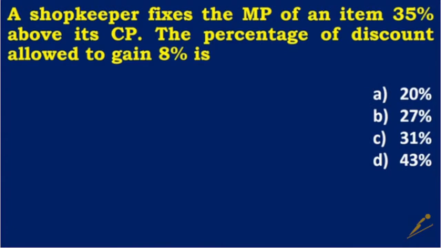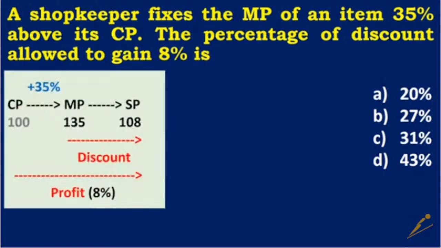A shopkeeper fixes the marked price of an item 35% above its cost price. The percentage of discount allowed to gain 8% is, let's assume the cost price of the item is rupees 100. An item is marked at 35% above the cost price, which means the marked price will be 135 rupees. To calculate the selling price, the gain of 8% added with cost price results in 108.